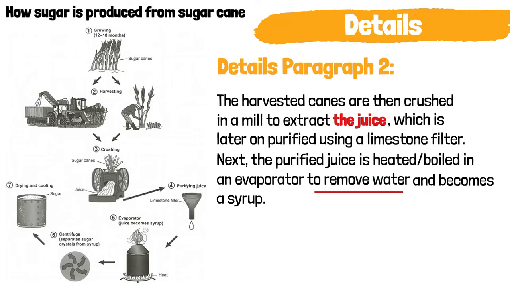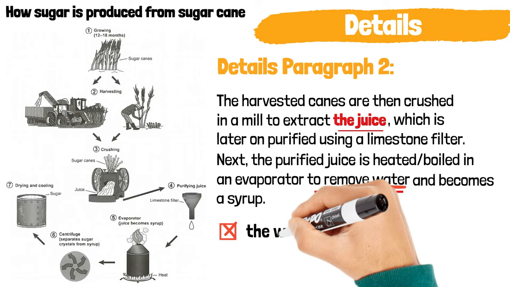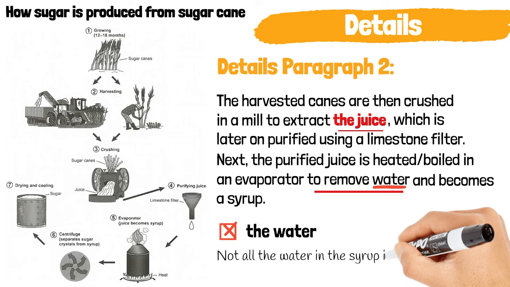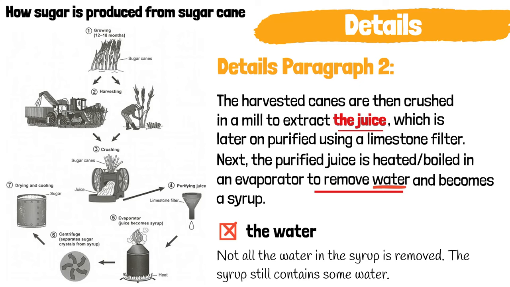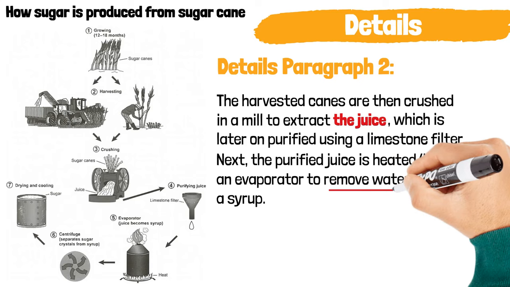Earlier, I explained why here "the juice" is better than "juice." However, here it is actually wrong to use "the water." This is because not all the water in the syrup is removed. The syrup still contains some water, so "the water" would be inappropriate. I'm not done with step 5 yet. We can also make this part more specific by showing its purpose.